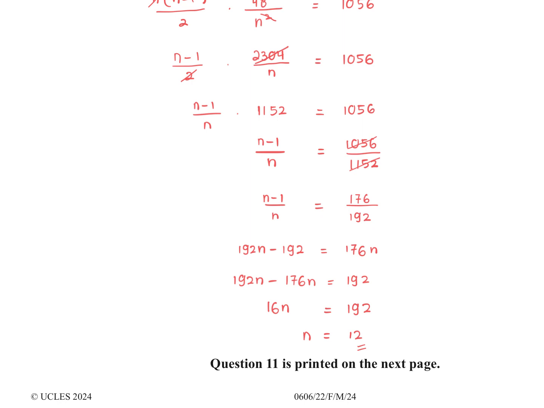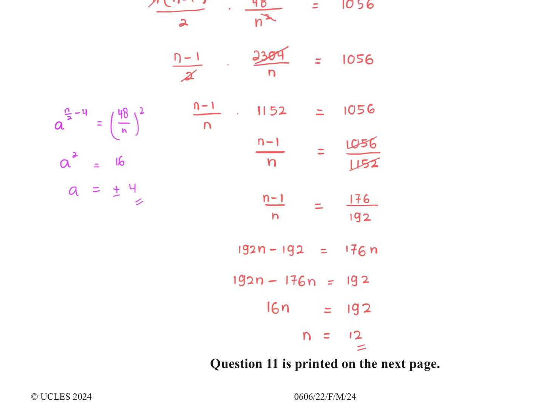How do you find the value of a? I substitute into a to the powers of n over 2 minus 4 is equal to 48 over n squared. Now we know that n is 12. So a to the powers of 12 over 2, 6 minus 4 is 2, is equal to 48 over 12 is 4, 4 squared is 16. So a is equal to plus minus square root of 16, which is 4.